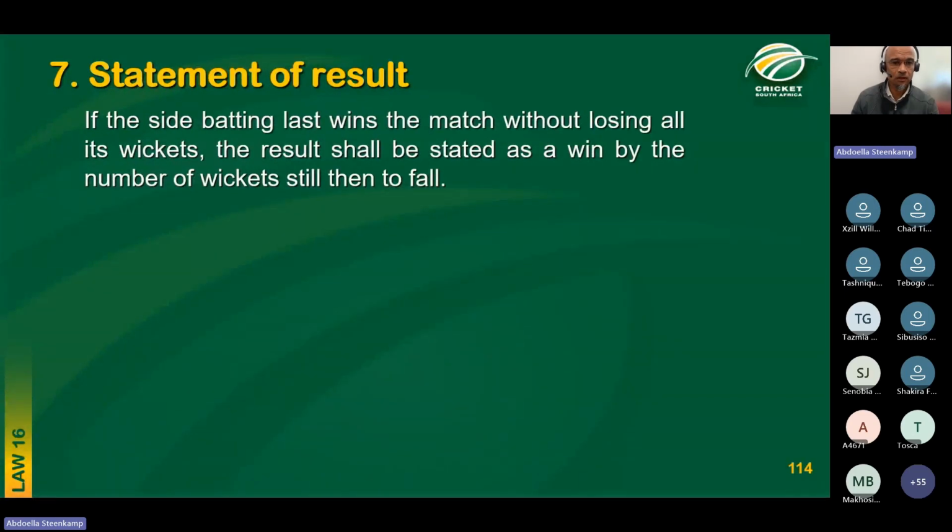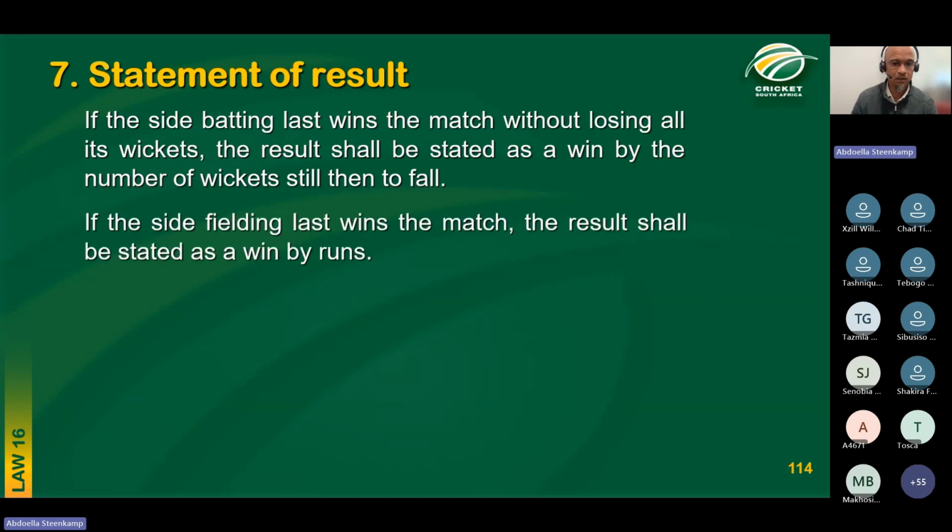Statement of result. If a side batting last wins the match without losing all its wickets, the result will be stated as a win by a number of wickets still to fall. So Pakistan had to score, let's say, 250 to win. They get the score with only 5 wickets down. The result will then be stated Pakistan win by 5 wickets.